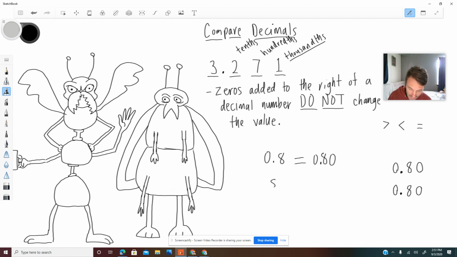Because if you had 8/10 of a pizza, if you had a pizza cut up into 10 slices, and you had 8 of those slices, you'd have the exact same amount of pizza as if you had 80 slices of a pizza that was the same size, but it was cut up into 100 slices. It's just these 80 slices are way smaller, 10 times smaller than these 8 slices.